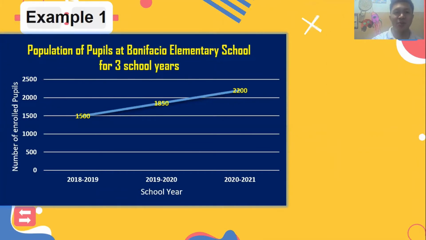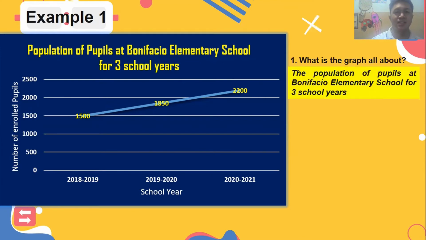so who can tell me what kind of line graph is being presented here? Yes, Anika? Correct. So the presented line graph is an example of a single line graph. So what is the graph all about? CJ? All right. So the graph is all about the population of pupils at Bonifacio Elementary School for 3 school years. So we can get that information from the title of the line graph.